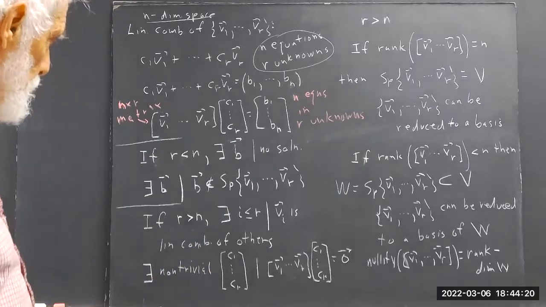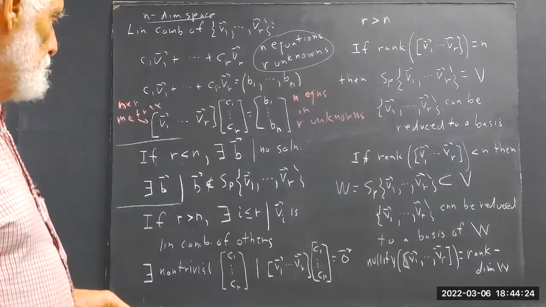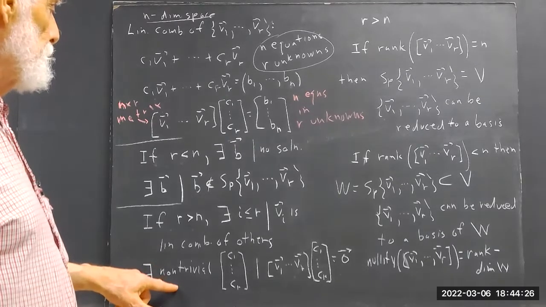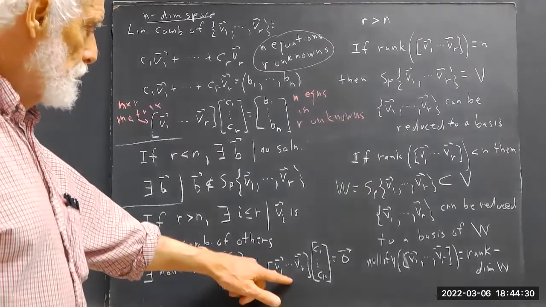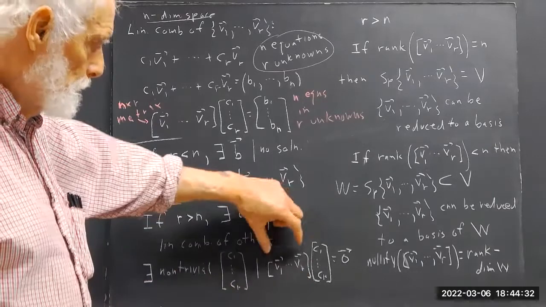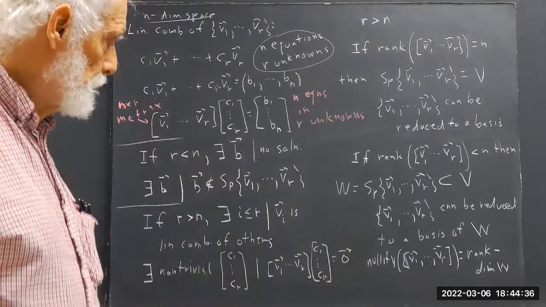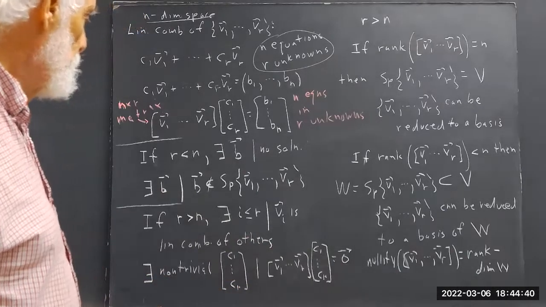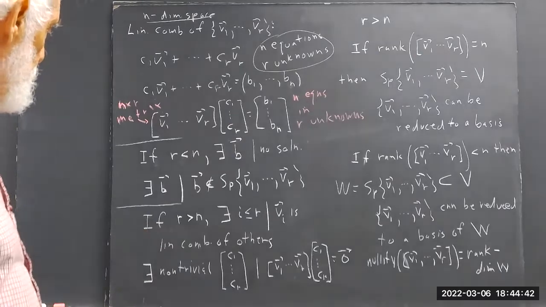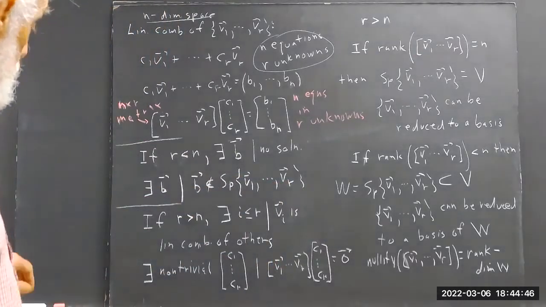So we want to understand that. And also, there exist non-trivial C1 through CR such that the matrix V1 through VR multiplied with that is 0. That is, this linear combination is 0, saying the same thing as this being a linear combination of these vectors.